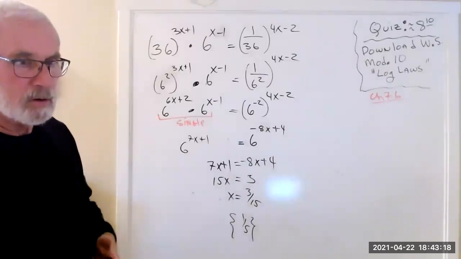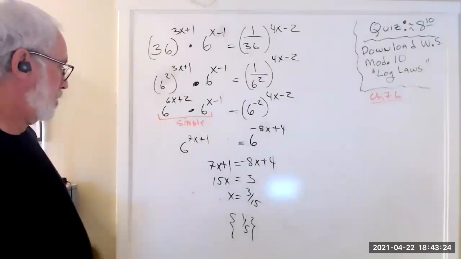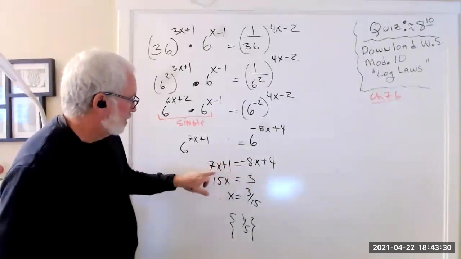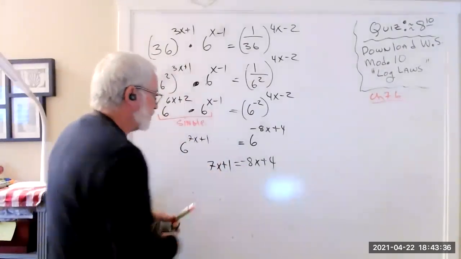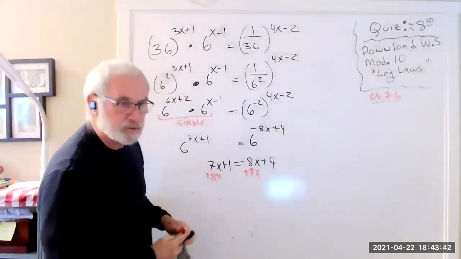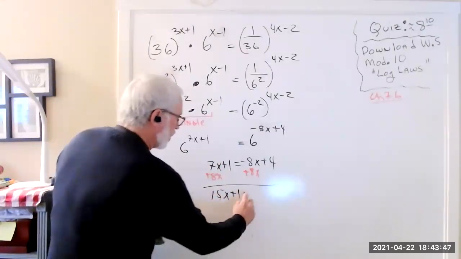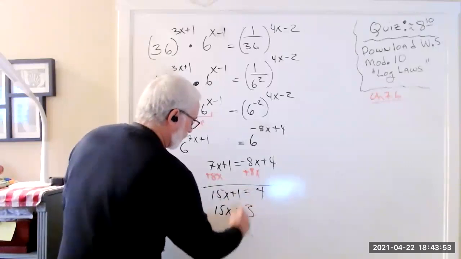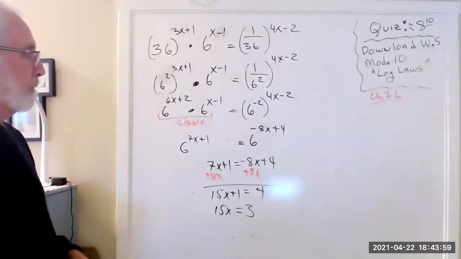Could you explain to me, Professor, how you got the 15x equals 3? Oh, I added 8x to both sides. Let me show you. So this is just back to linear solving. I add 8x, add 8x. That's what gave me 15x plus 1 equals 4. Then I took 1 away, so I have 15x equals 3, and then I divided and reduced. Got it. Thank you. Anybody else?